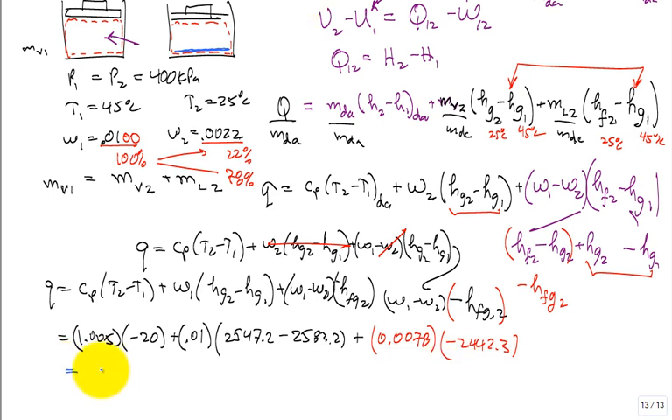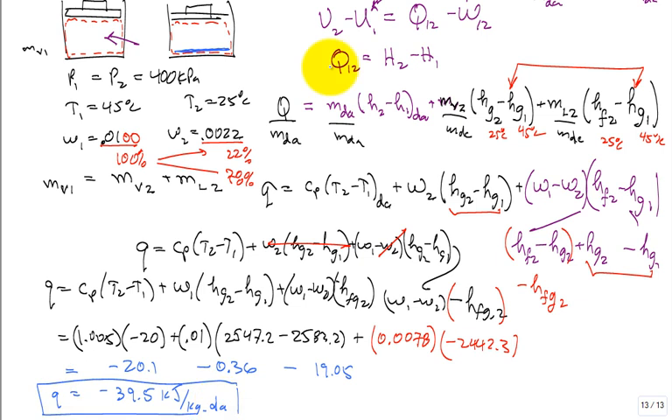Meaning that you calculate that it's negative 20.1 kilojoules per kilogram dry air for sensible cooling of the dry air, negative 0.36 kilojoules per kilogram of dry air for sensible cooling of the vapor, and negative 19.05 kilojoules per kilogram dry air for the latent, for the condensation of 78% of the initial vapor in the tank. So you get a total Q of negative 39.5 kilojoules per kilogram dry air.